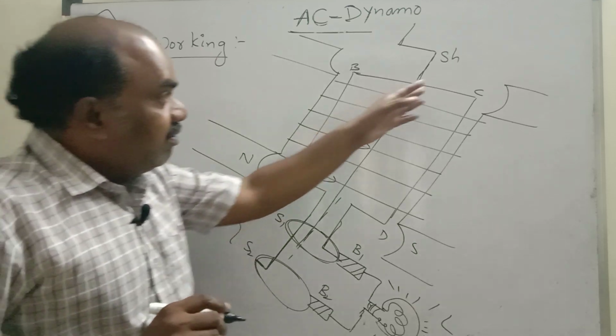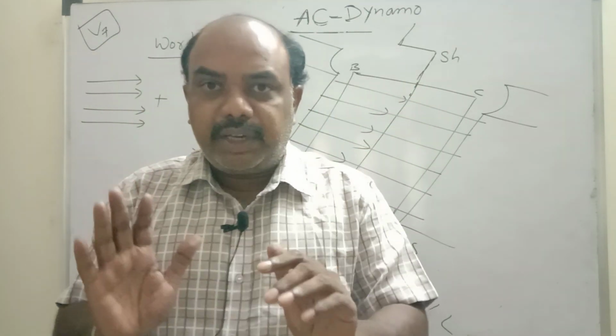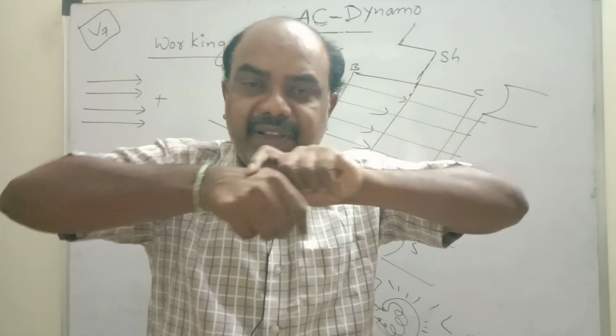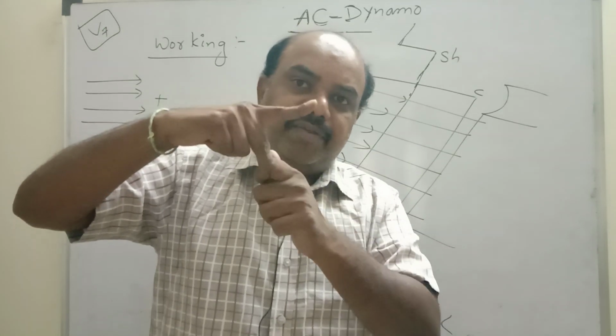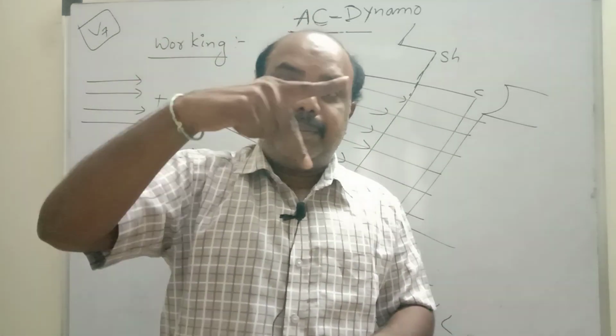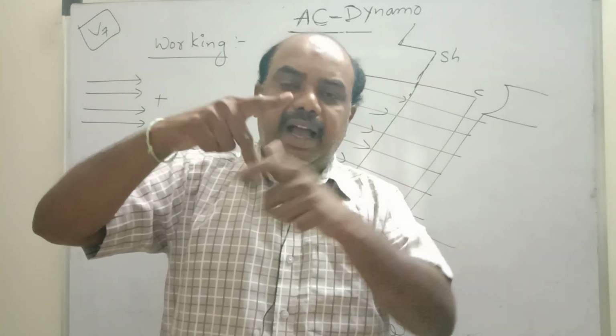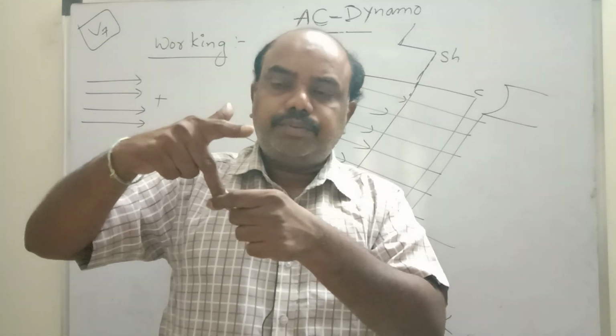Plus, whenever you rotate the armature, Fleming's right hand rule, try to understand, very important. Stretch your right hand thumb finger. This is my right hand thumb finger. This is the index finger. This is the middle finger. Stretch your thumb, forefinger and middle finger perpendicular to each other. FBI. Remember, FBI or MBI.